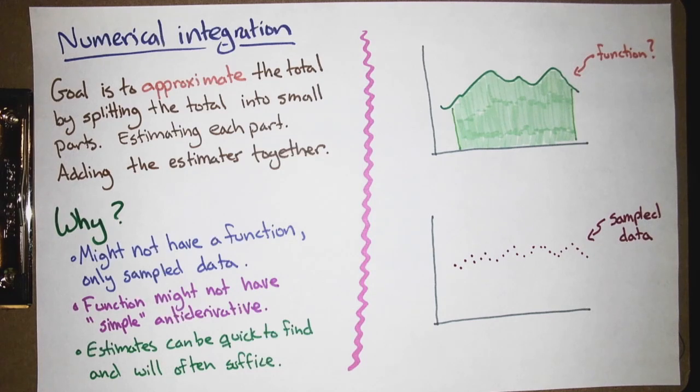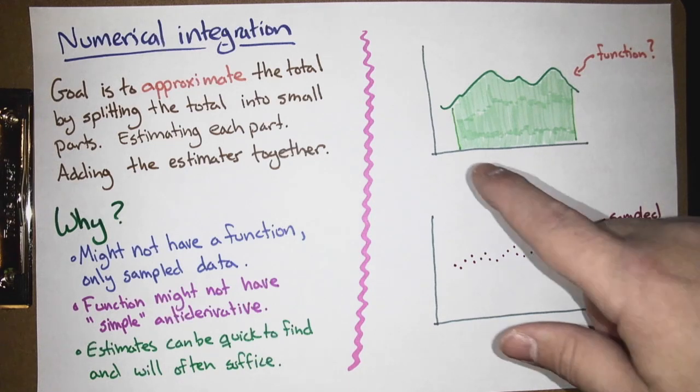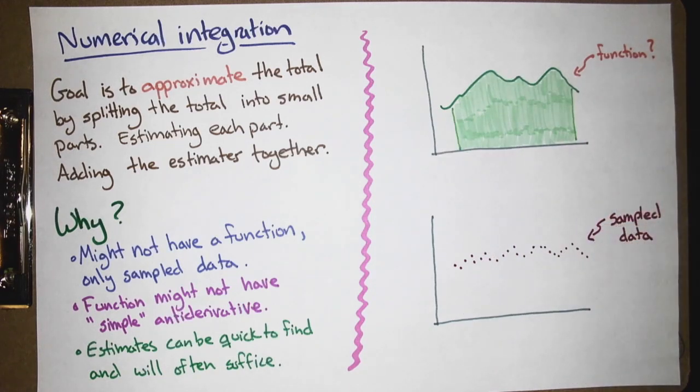All right. But now the question about why. Why do we learn this? Why do we need it? Well, there's a couple reasons. One thing that might happen is you might have a curve, but you don't know what the actual function is. And if you don't know what the function is, you can't find the antiderivative.